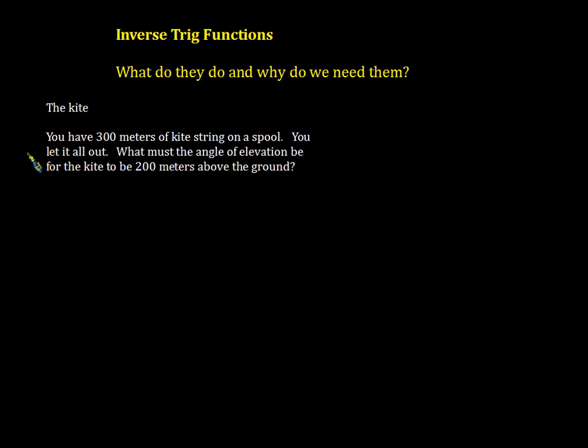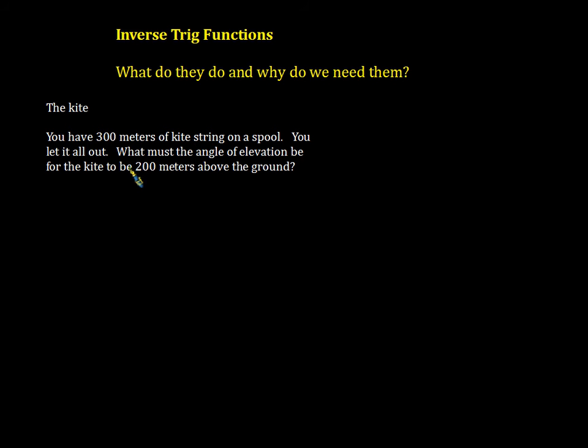For this example problem, we're going to call this the kite. Why not? Makes it a little bit more fun. I like kites. I hope you do too. So you have 300 meters of kite string on a spool. A spool is something where the string is all wound up, and you let all of it out. You put it on the kite. It's a windy day. You let the kite go. The kite goes up into the air, and you let out all the string. So that kite is 300 meters away from you.